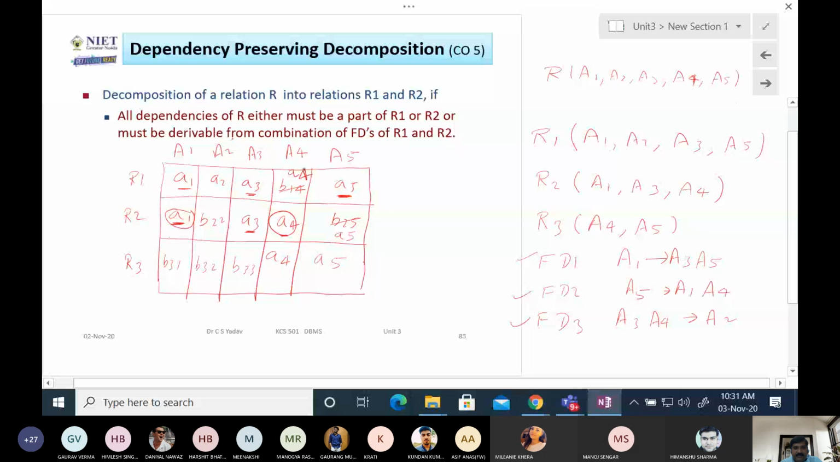Did you get it? Yes, sir. Now the first row contains all the A's symbols, so it is lossless decomposition.